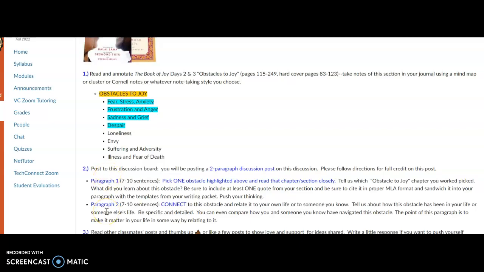You're posting 2 paragraphs, 7 to 10 sentences each, so you can delve into your obstacle. And some of the questions for paragraph 1 are, what did you learn about this obstacle? Be sure to include at least one quote from your section and cite it in MLA format. You're going to sandwich it into your paragraph to push your thinking forward.